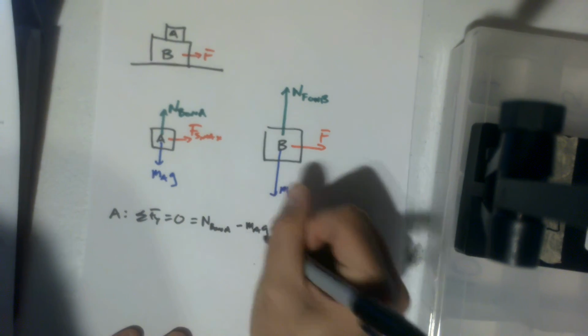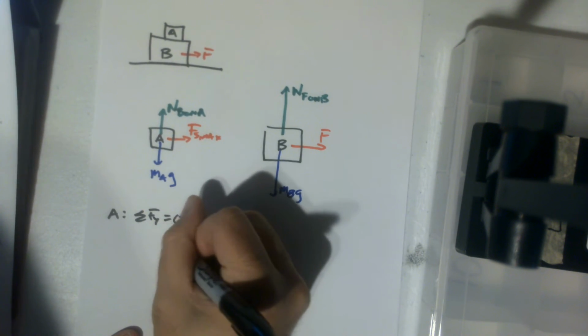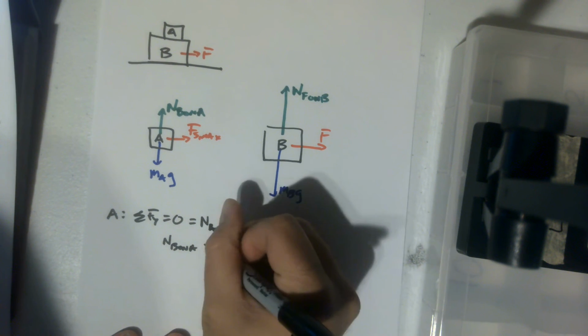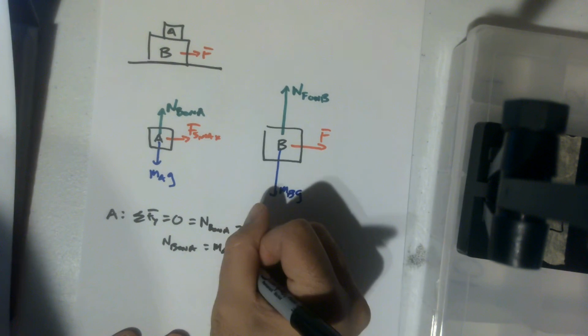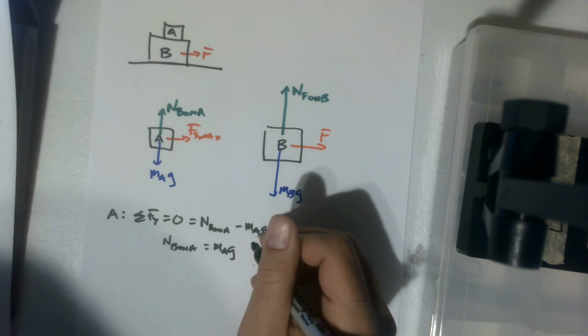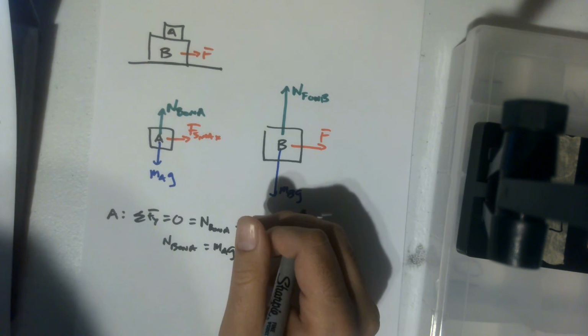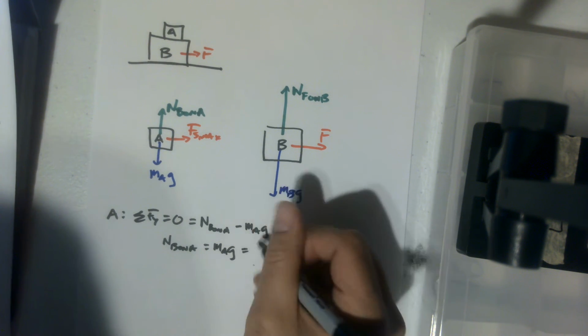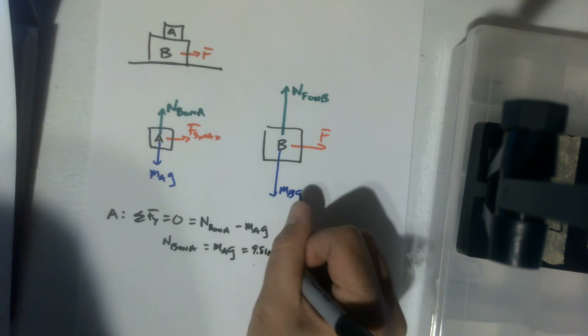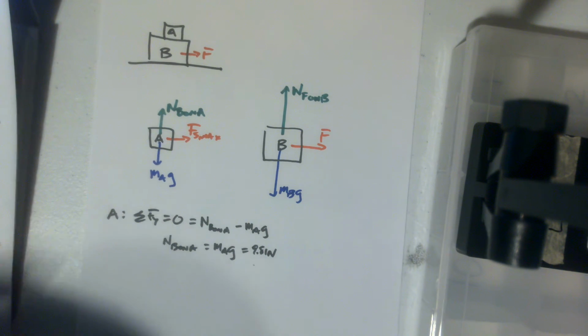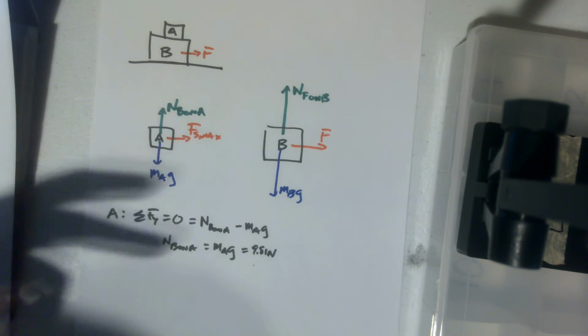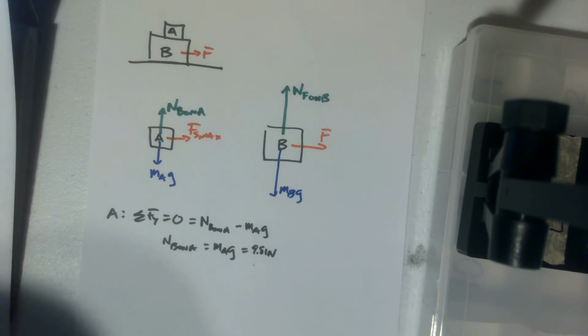Gravity down. Guess what? They're equal to each other. So the normal force of B on A is equal to mass of A times g. And we actually know what that is, since mass of A is 1 kilogram and g is 9.81. We get 9.81 newtons is the normal force acting on this object. So we know that that's 9.81. We know that that's 9.81. That's probably useful information.